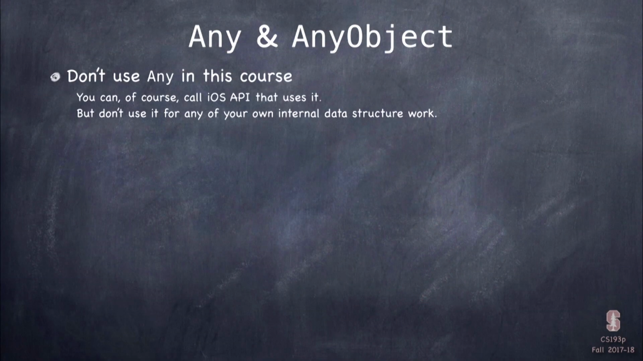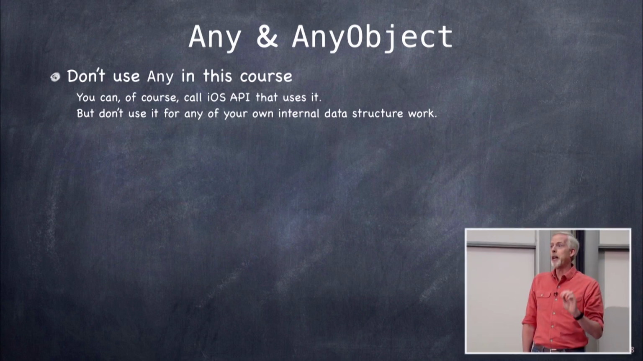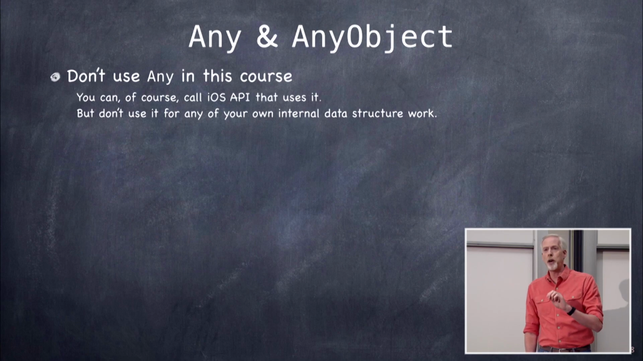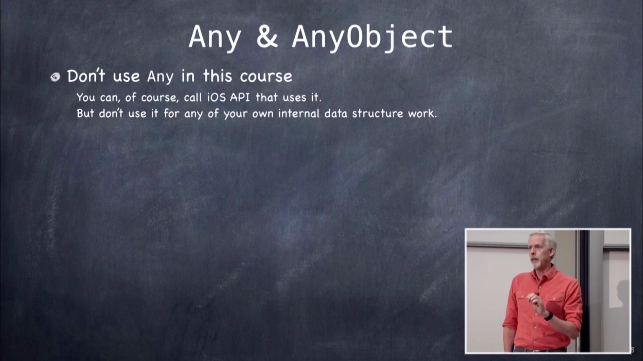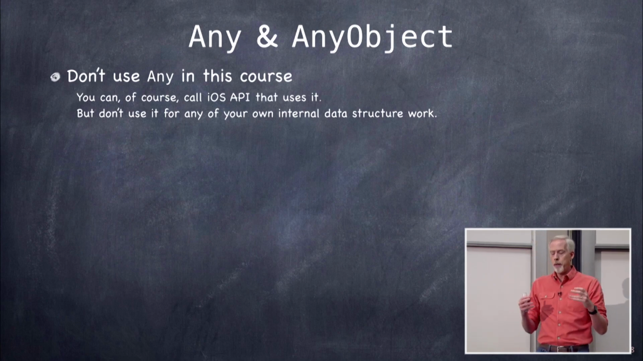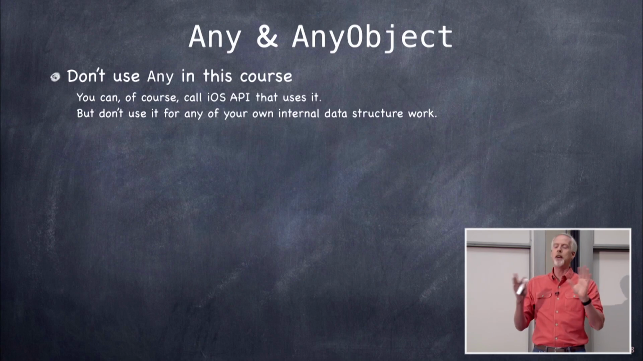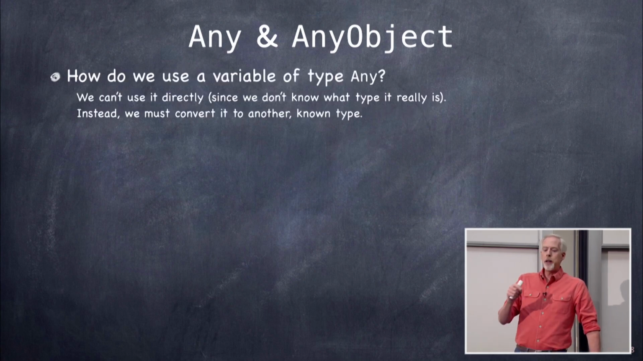Okay, before I show you how to do it, of course, don't use Any in this course, except to do backwards compatible calls to APIs. If you have your own data structures, you would not use Any. Some people try to use Any when they don't know how to design a data structure, and they're like, well, I'll just make this an array of Any, and I'll just start throwing random things in there. No, we don't do that. That's not Swift.